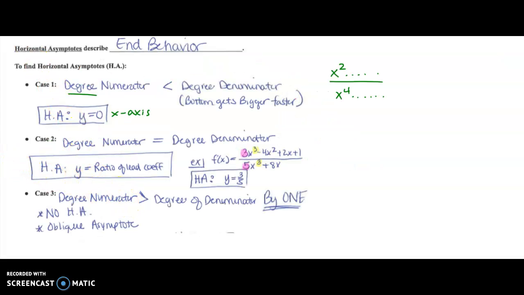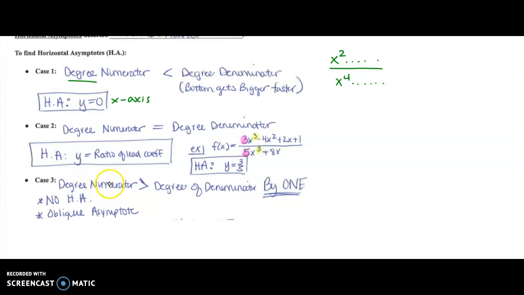And lastly, you might have the degree of the numerator greater than the degree of the denominator by 1. So let's say it's something like x to the 3rd over x squared. It's bigger by 1. There is no horizontal asymptote, but instead we have what's called an oblique or slant asymptote. And in the next video, we're going to go over some examples of each of these kinds.